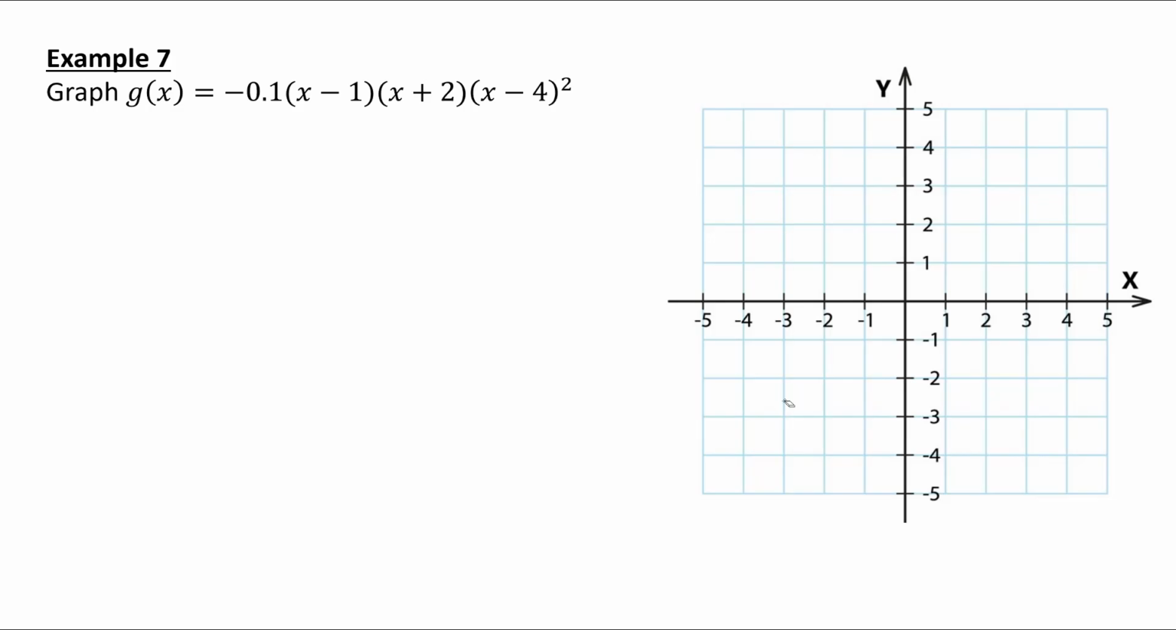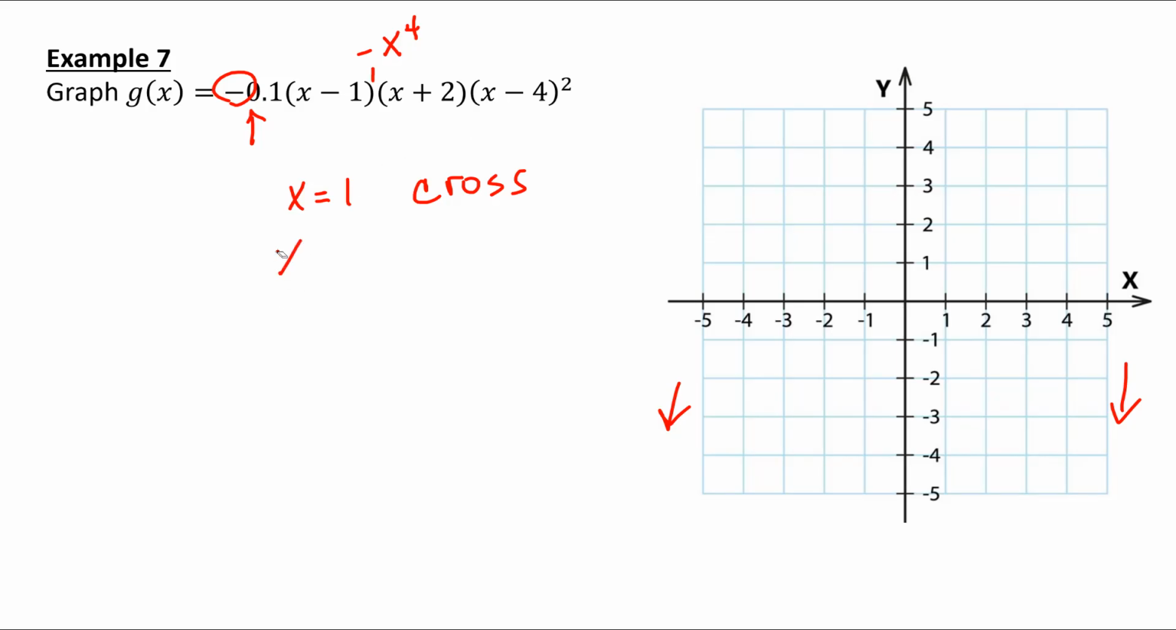All right, this one, you've got -0.1 times all these little factors here. So you know your coefficient on your leading term is negative. So you've got a negative coefficient on an even power. And so that tells me that this time it's going to go down on the left and down on the right. All right, so you know it's going to be down, down. You know that x equals 1 is a 0 with multiplicity 1, raised to the first. And so that will be a cross point. It will cross the x-axis at 1.